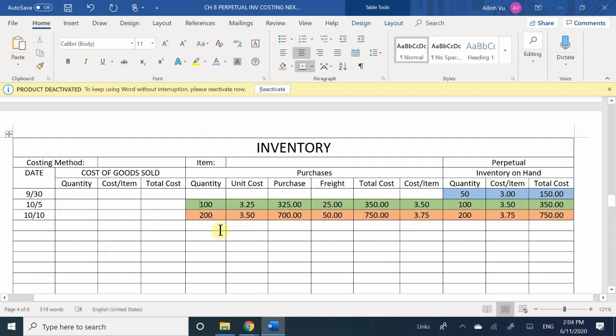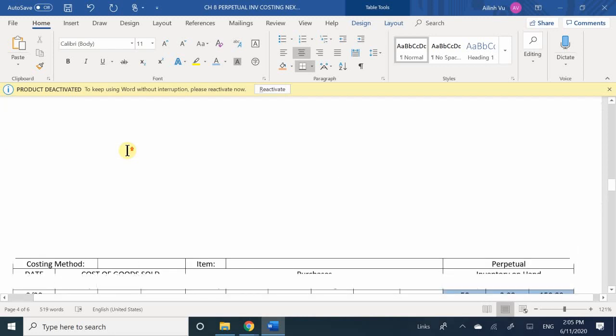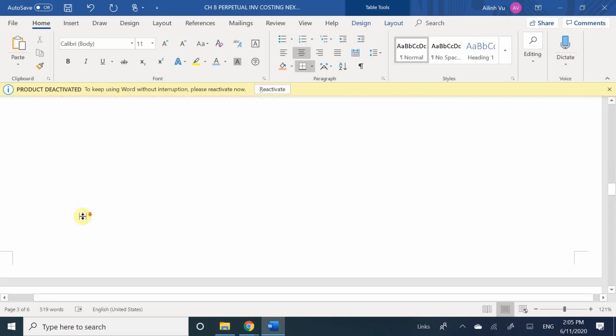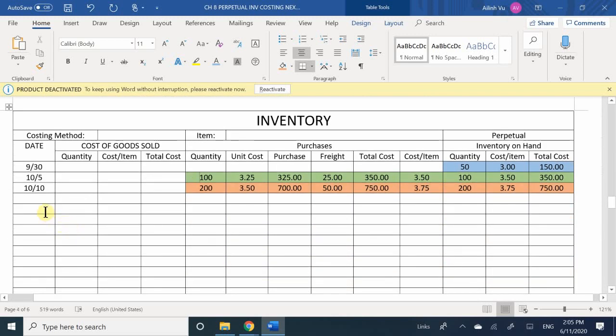All right, so here we have 3 batches now. So what happened next? October 12th, 180 units. Yes, on October 12th, we sold a total of 180. Now let's look at this 180. Let's look at our batch. So we have 3 batches remaining, and what is our inventory going to be?